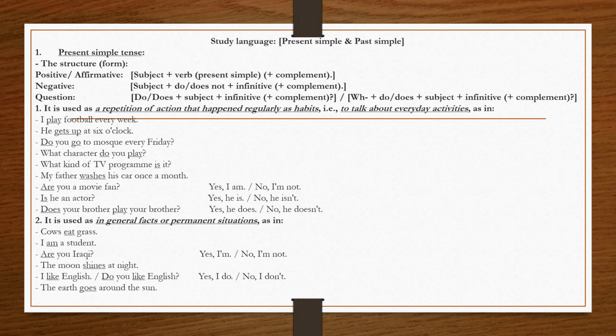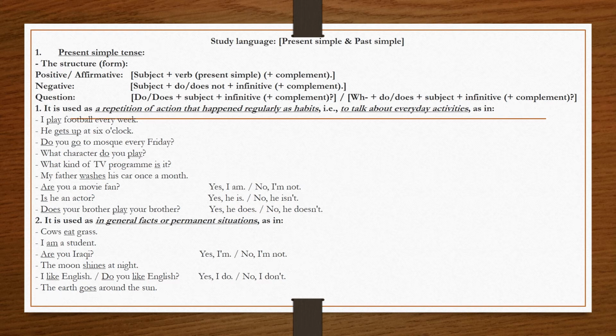عندنا سؤال مثلا What kind of TV program is it? أي نوع من البرامج التلفزيونية هو؟ My father washes his car once a month. Once a month هي دليل على أنها في present simple.